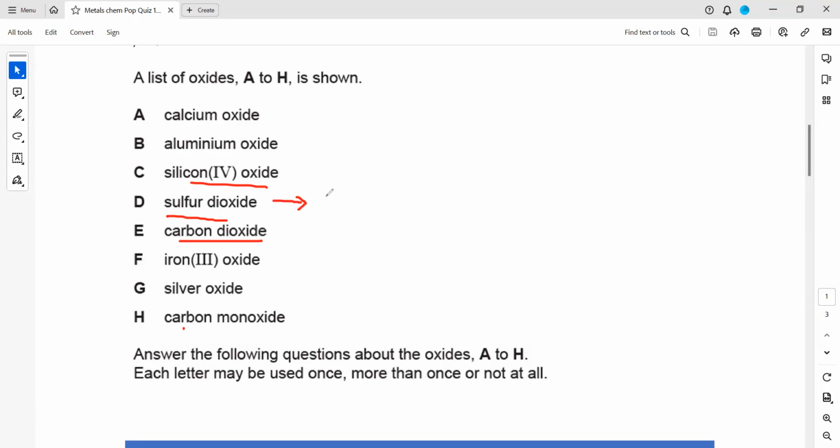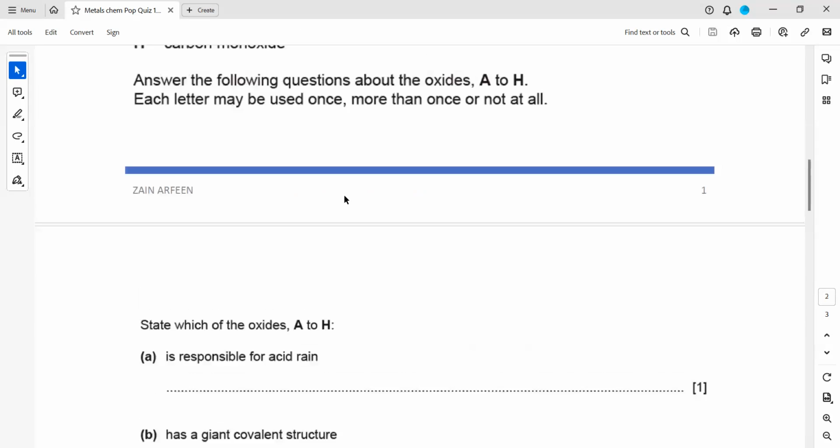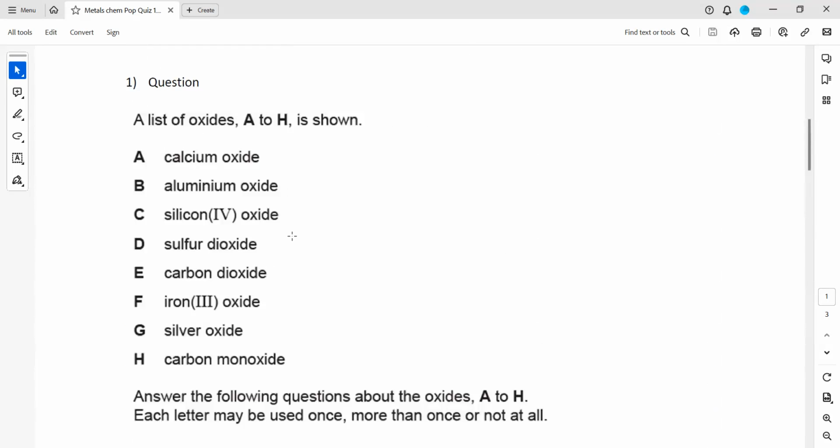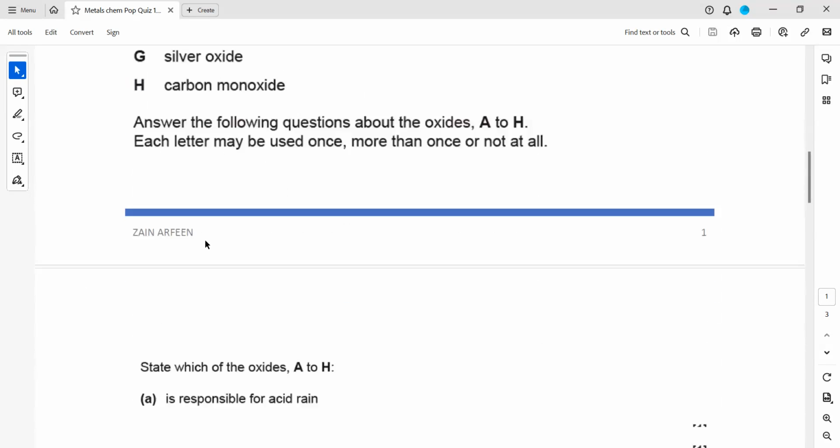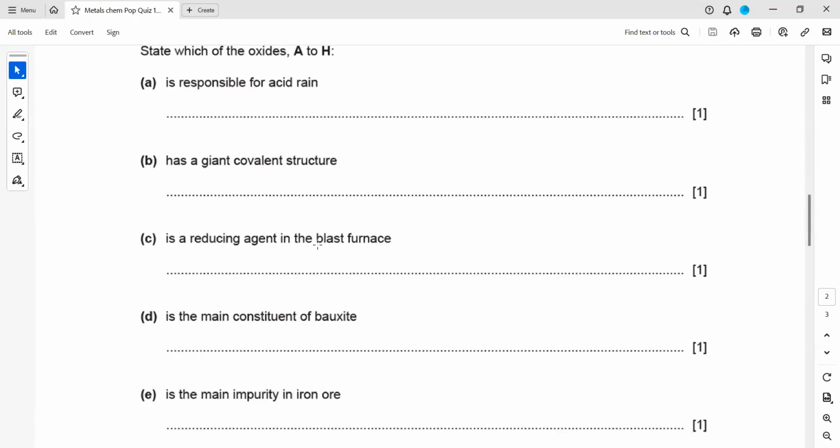Because sulfur dioxide, when it dissolves in water, will form sulfuric acid or sulfurous acid. Carbon dioxide is only partially soluble. It's not readily soluble. So as a result, the pH of the solution will be less than 7, but it's not a strong acid. Sulfur dioxide is readily soluble. As a result, sulfurous acid or sulfuric acid can be formed. So that's why D is the right answer.